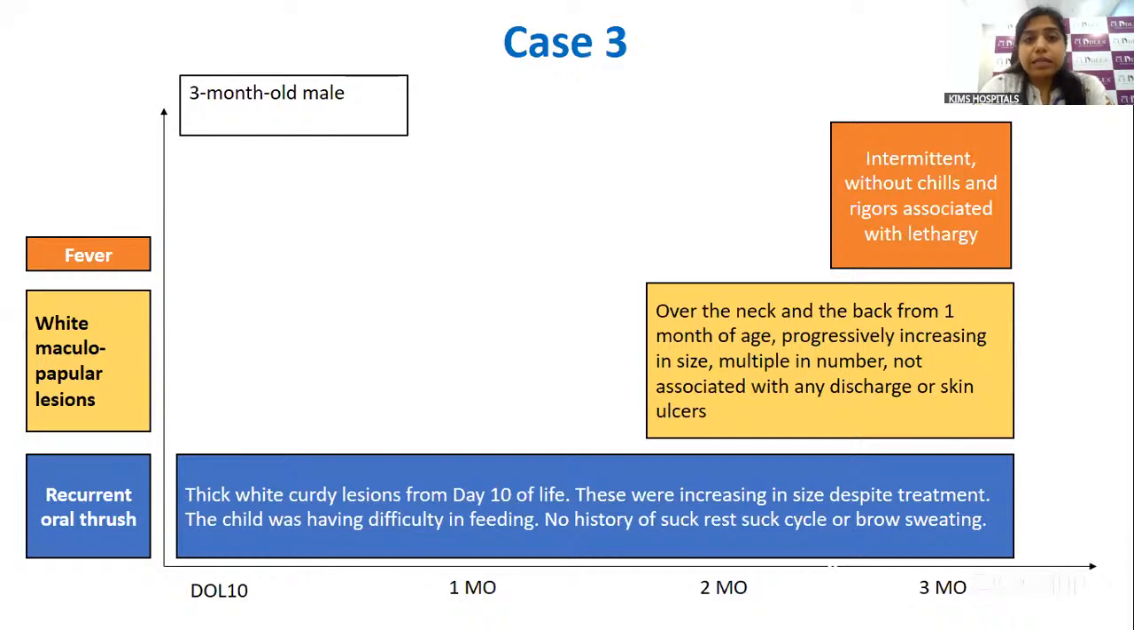Coming to the next case. The next case is a 3-month-old male. The child started to develop whitish candida lesions since day one of life.